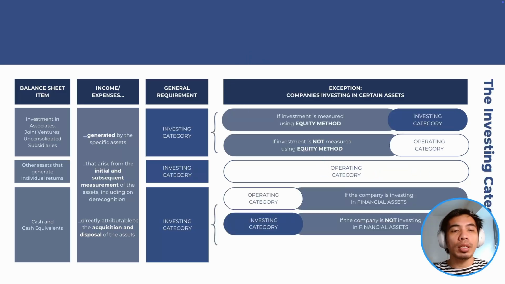Now, for the cash, there are three types of things that you have to remember, but I will first discuss the first two. If the company is investing in financial assets, this is what I told you before, then the income and expenses of that cash and cash equivalents go into the operating category. But if the company is not investing in financial assets, then it would still be in the investing category. So it really depends whether you are investing in the second type of assets, and if that asset is actually a financial asset. If it's not a financial asset, then the income and expenses from your cash would still be under the investing category.